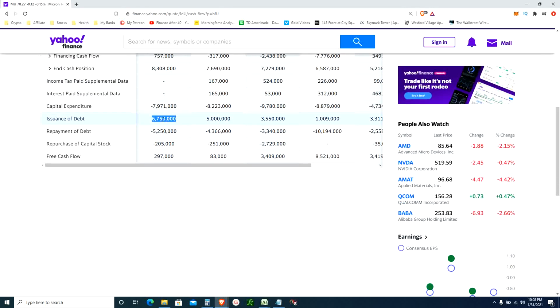Issue of debt, they took on more debt, 6.7 billion, but they repaid 5.2 billion, which is probably this one, and just refinanced and took another 1.5 billion. They did do a buyback, which is a good thing, repurchase of capital stock, 200 million compared to 250. It's the same, but if you see 2 years ago, it was $2.7 billion capital purchase.